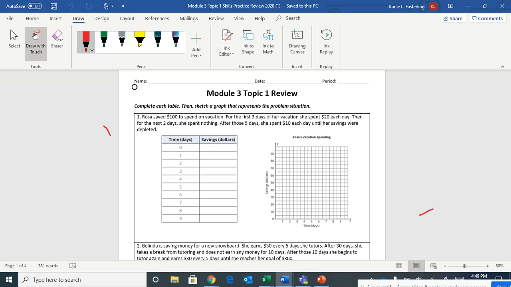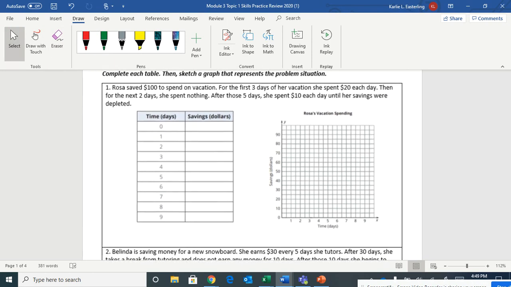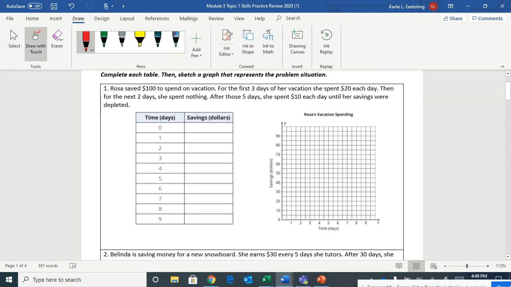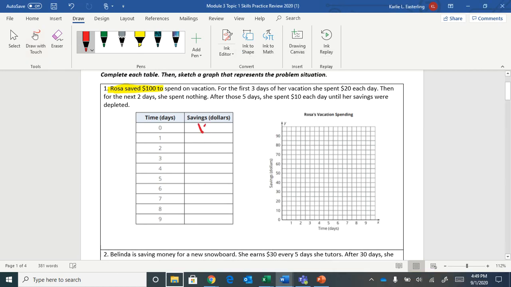So first, we're going to look at this piecewise function. I'm going to zoom in a little bit for y'all. We're going to complete the table and then sketch a graph that represents the function. Rosa saved $100 to spend on vacation, so that means we're starting on day 0 with $100.